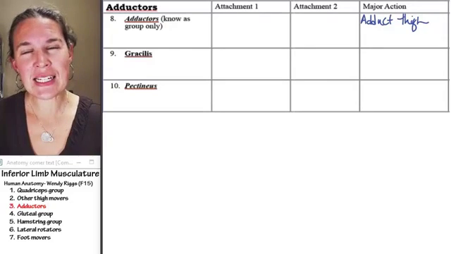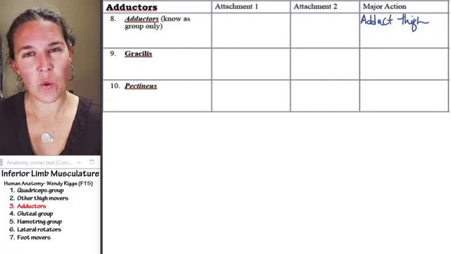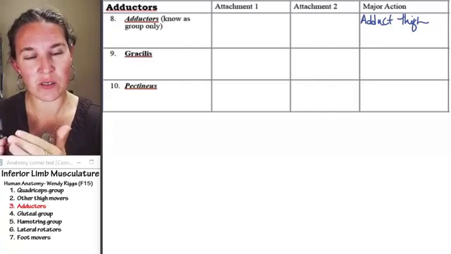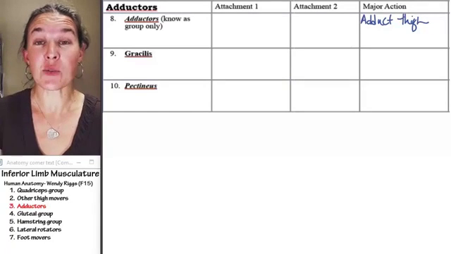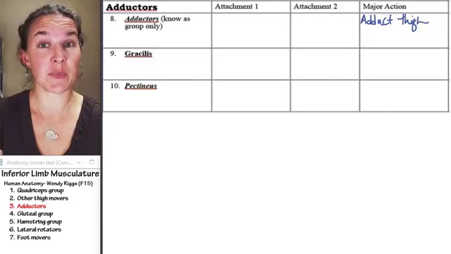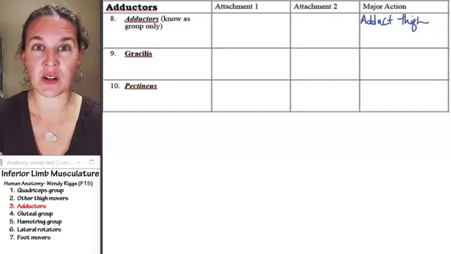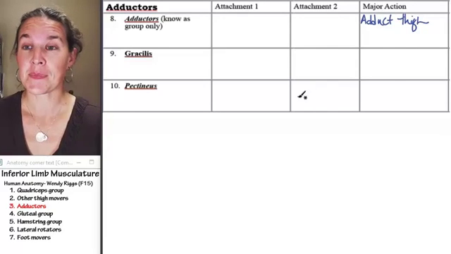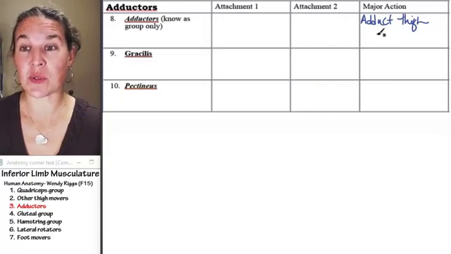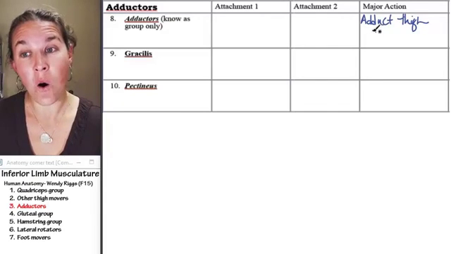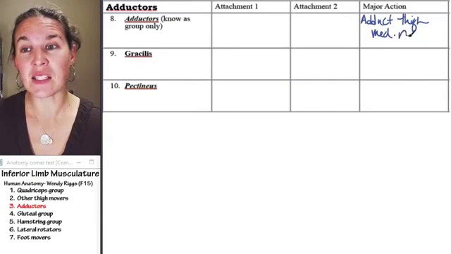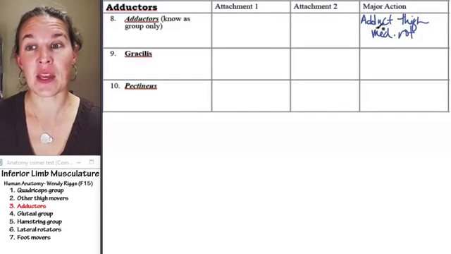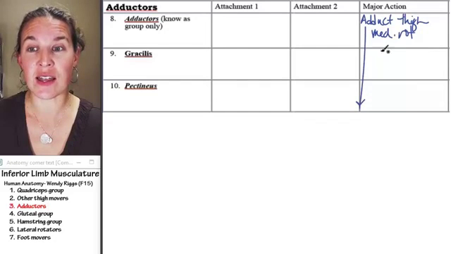If they're adducting the thigh, where are they going to attach? They have to have one attachment on the pelvis, and then they have to have another attachment on the femur. So we'll look at where those attachments are. They also all medially rotate the thigh. So this is an action that all of them share.